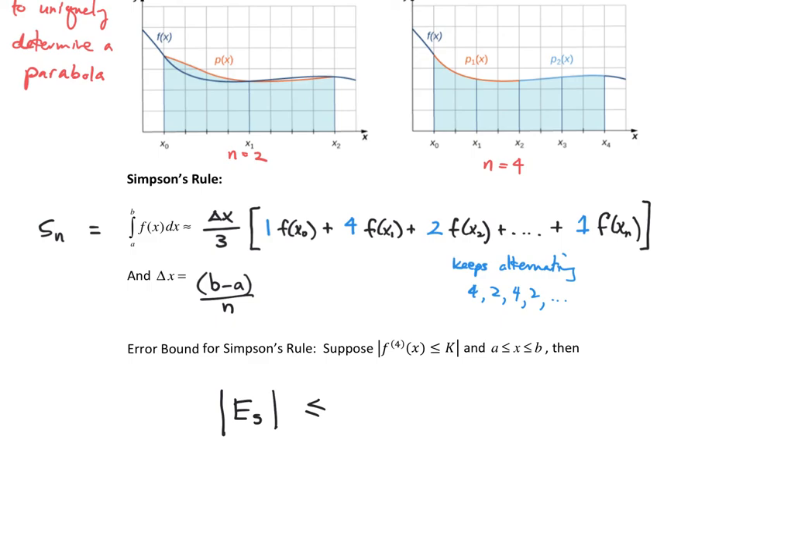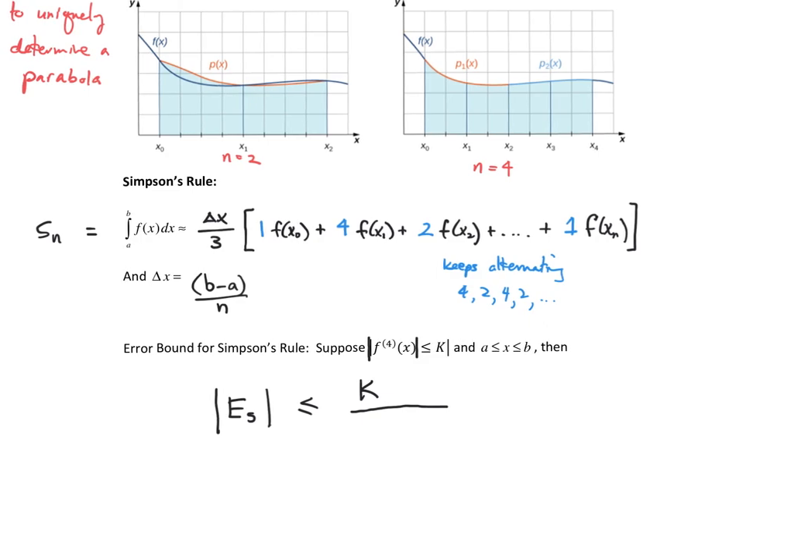Just as before, we need to bound our derivative. In this case, it's the fourth derivative. So our fourth derivative is bounded by k. And our error bound has a factor of k in there. It's going to be k times b minus a to the 5th power, divided by 180 times n to the 4th. All right, so this is our error bound for Simpson's rule.